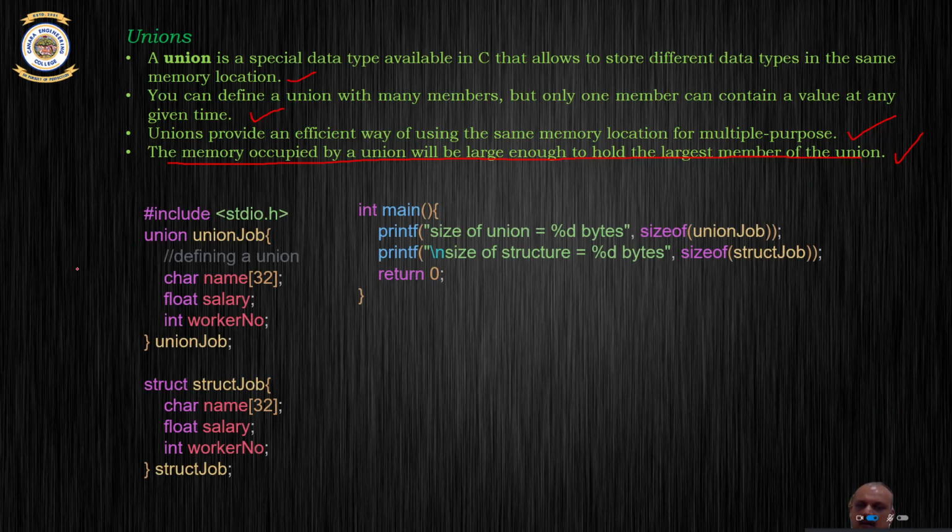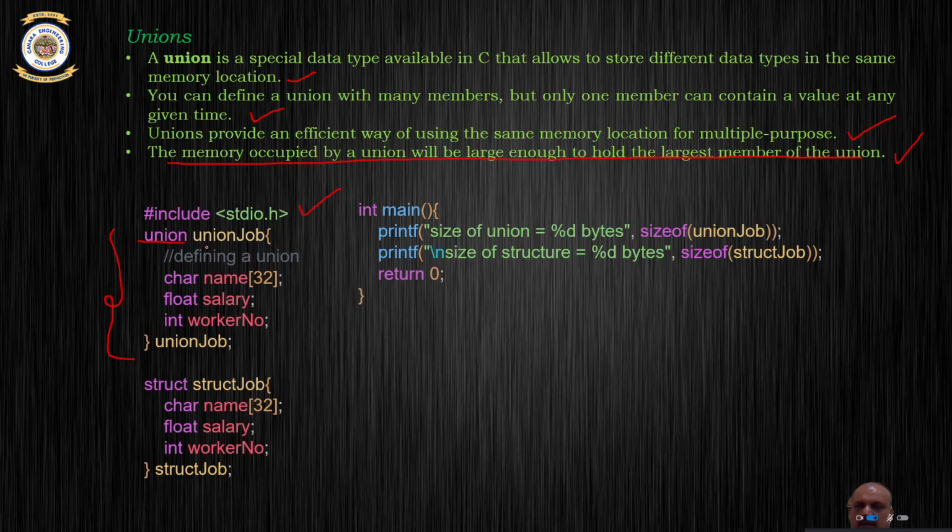Given here is a sample code where I have a structure and a union, and I am printing out the size of the structure as well as the size of the union. So here I have my preprocessor directive #include <stdio.h>. Then I declare a union using the keyword union. The way in which structures and unions are defined and accessed is almost the same, except for the keyword union for declaring the union and the keyword struct to declare the struct.